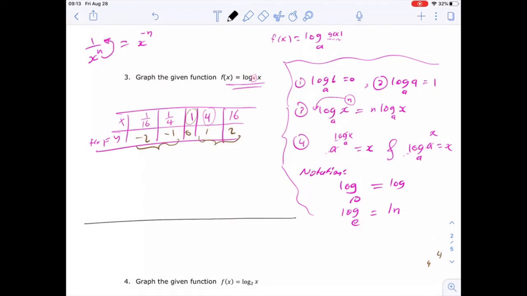Now, to graph the function, this is the x-axis, this is the y-axis, and let's start with 1 on x, and then 4, and then 16. And here the powers, we have 1, 2, -1, -2. So 1 has image 0, 4 with 1, 16 with 2, and 1/4 is, let's say it's here, and 1/16 is here. 1/4 has -1 and 1/16 has -2. So the graph looks like this.